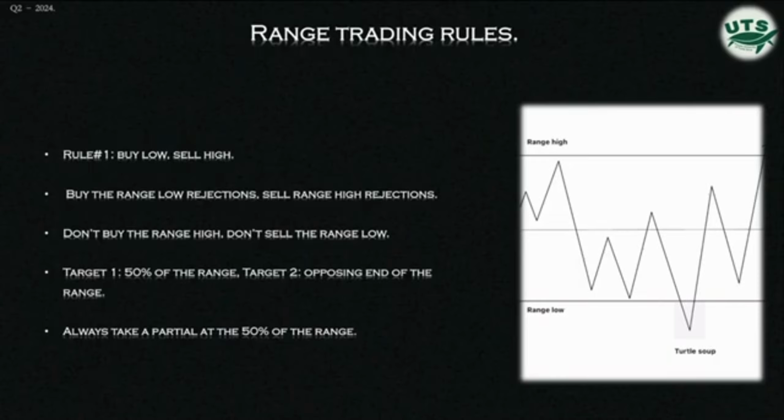Alright, so in summary, buy low, sell high, buy range low, sell range high. Don't buy range high, don't sell range low. Target is 50% and then the opposing end. Right? Because the liquidity they got here, they have to distribute it above the high and the old high. They must.